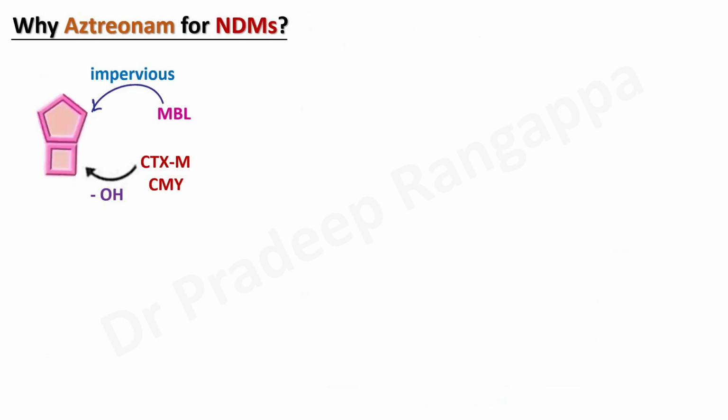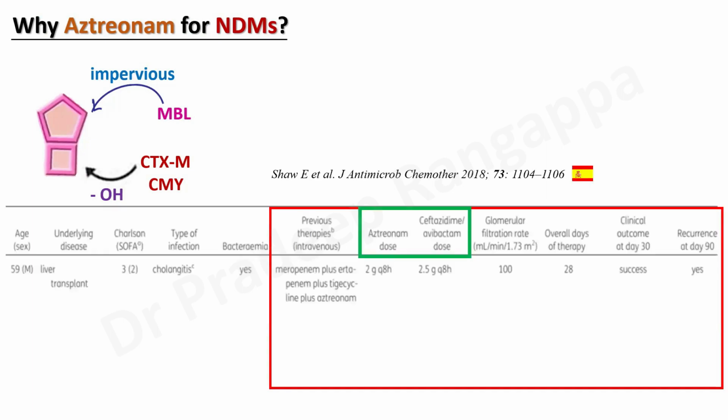So, okay, now coming to the last bit of the talk, as to why we use Aztreonam for NDM. NDMs are metallo-beta-lactamases, which are impervious to these beta-lactam rings, and they get hydrolyzed. Adding Aztreonam has been shown to be effective against the NDM producers, or the class B producers. Class B is the NDM or VIM or IMP. Those are the enzymes on which ceftazidime-avibactam is not effective.